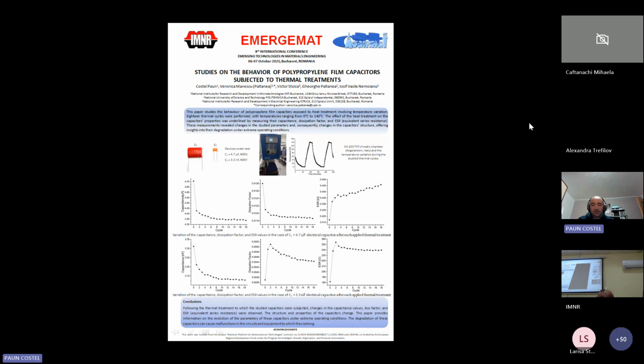Polypropylene, having superior dielectric properties, allows the storage of a large amount of electrical charge, essential for electronic applications where voltage stabilization or signal filtering is required. This paper studies the behavior of polypropylene film capacitors exposed to heat treatment involving temperature variations. The rated working temperatures of the capacitors subjected to the thermal treatment are between -50 and +105 Celsius.